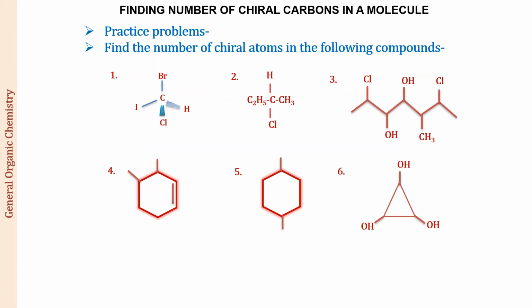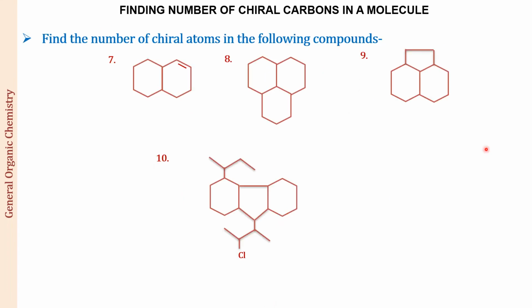So these are the practice problems. I have 10 problems for you. 6 you can see over here and there are going to be 4 more. What I want you to do is, first of all, look at each of the carbons yourself and identify which of the carbons is going to be a chiral carbon. And then you have to write the total number of chiral carbons in the molecule. These are the first 6 and these are the next 4, making it a total of 10. So you can pause the lecture over here, try all these questions yourself and then look at the solutions.